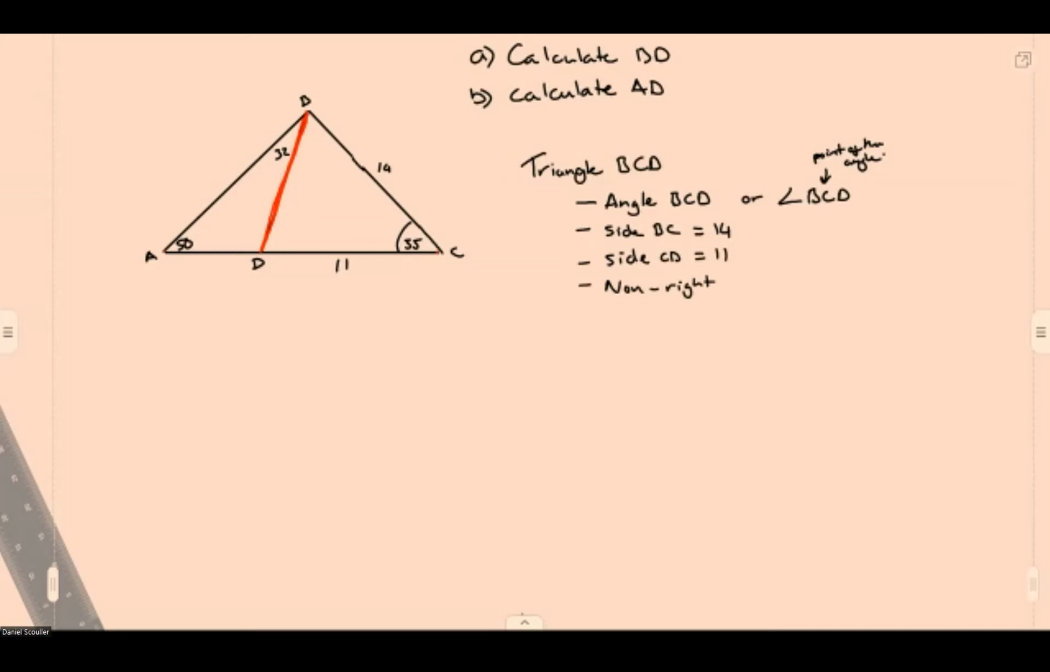You don't have to write that all in the exam. I'm just writing it to identify the different things that we've got. Now we've got two rules. We're trying to find a side, so we can either use the sine rule or the cos rule.